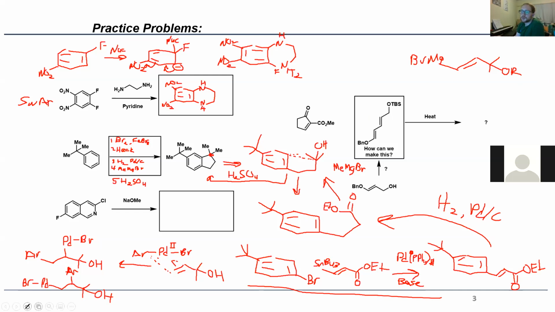Okay, so let's move on to the next one. So this is another SNAr problem. Does anyone have a suggestion as to which of the two halides would be displaced?